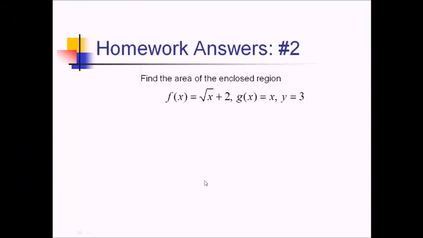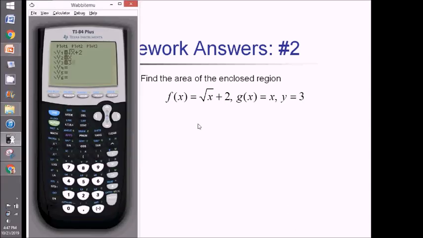For this problem, they want us to find the area enclosed by radical x plus 2 and x and the horizontal line y equals 3. So I'm going to take a moment to graph all these out. And I have a hunch these are going to be pretty close together. I'm just going to do a zoom 4. Oh, that's not enough. All right, let me do something a little bit further out. Let me do zoom 6.